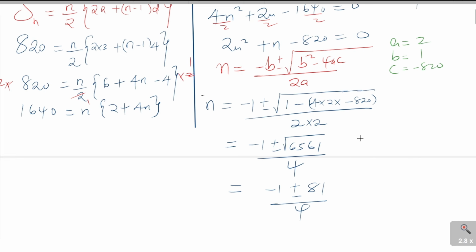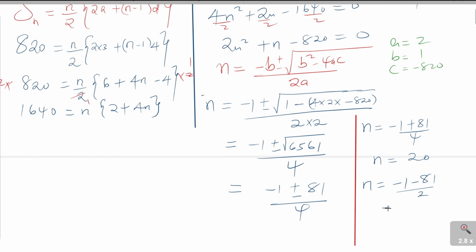So here you shall have two values of n. The first, n is equal to negative 1 plus 81 divided by 4, and this will give n to be 20. Or n is equal to negative 1 subtract 81, divided by 4, and this will give negative 20.5. Of course you ignore this one because the number of terms will not be negative. Therefore n is equal to 20.